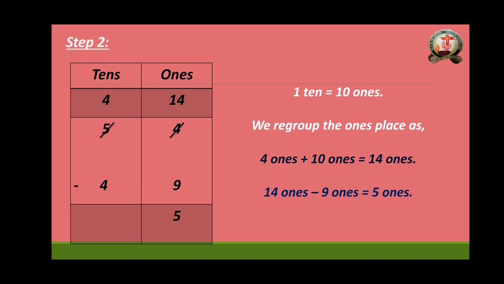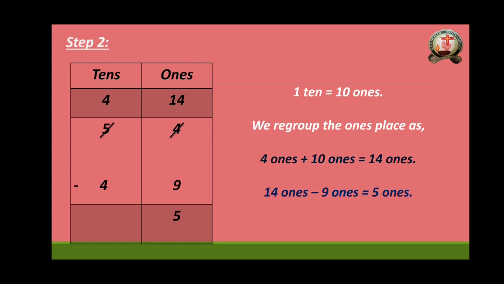So we have to regroup the ones place, as we have to take 1 ten from the tens column. See here in the tens column we have 5 tens, right? When we take 1 ten from the tens column, it will become 4 tens. After taking 1 ten from the tens column, we have 4 ones, right? To 4 ones we are adding 10 ones. Why are we adding 10 ones? Because 1 ten is equal to 10 ones. So 4 ones plus 10 ones is equal to 14 ones. Now 14 is greater than 9, so we can subtract 9 from 14. 14 ones minus 9 ones is equal to 5 ones.